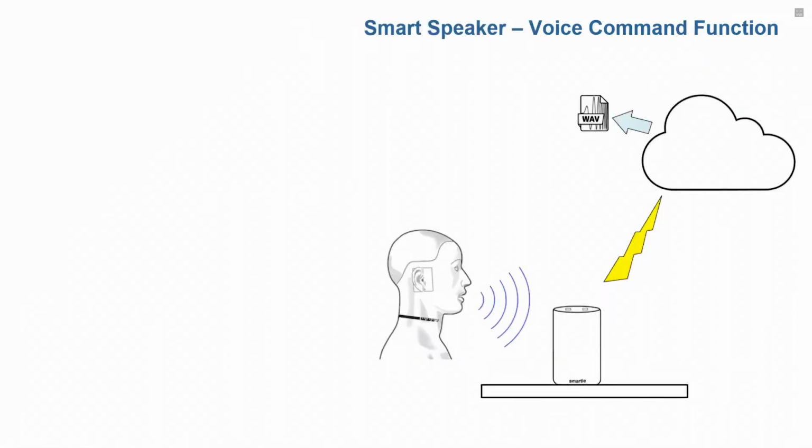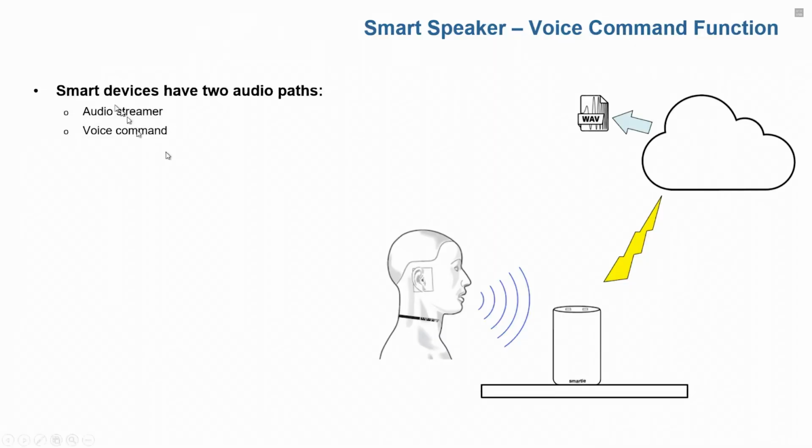Another example is the voice command function of a smart speaker. So smart speakers and smart devices have two audio paths. The primary one is the audio streamer, where the device plays the content that we've requested. But the secondary one is the voice command path. And the voice command path is somewhat like an audio recorder.